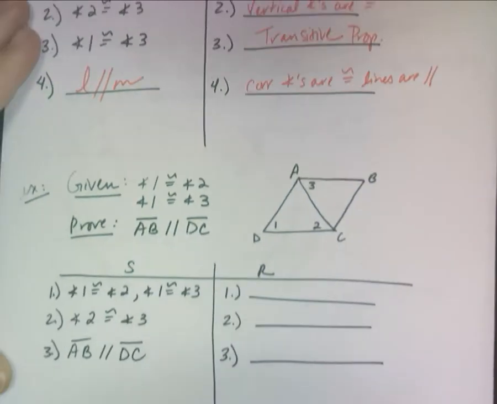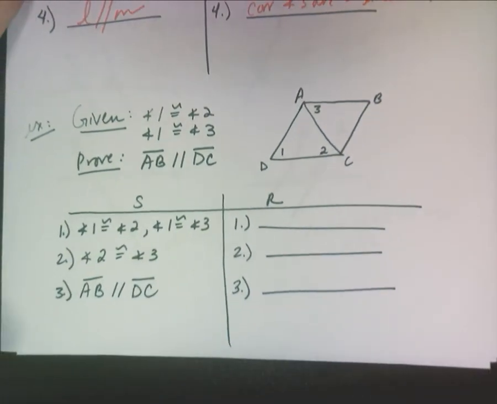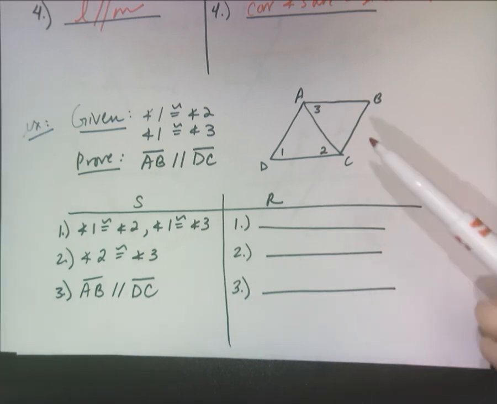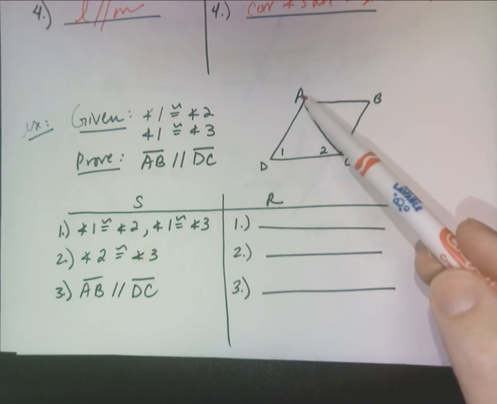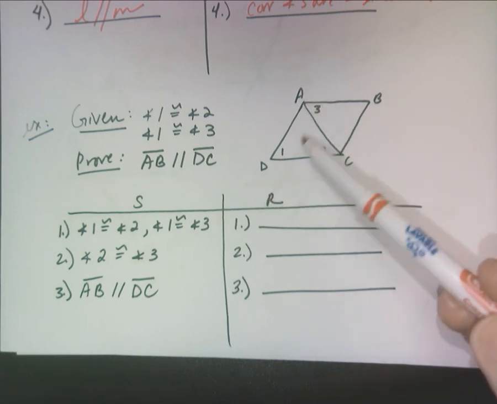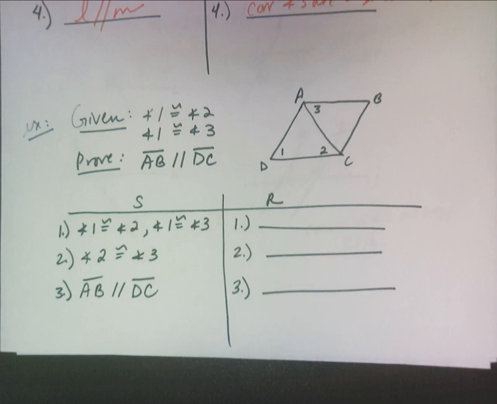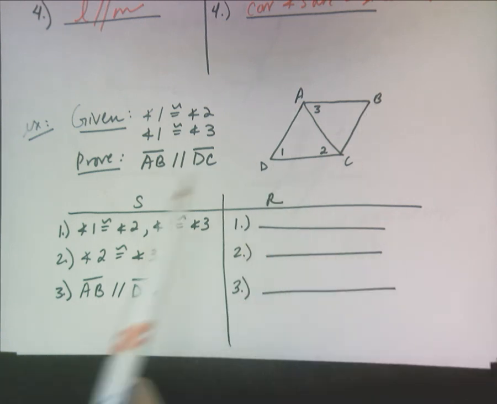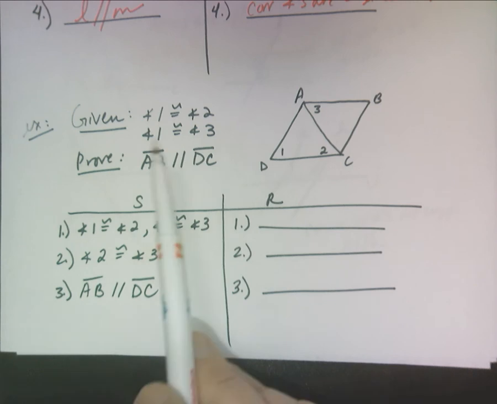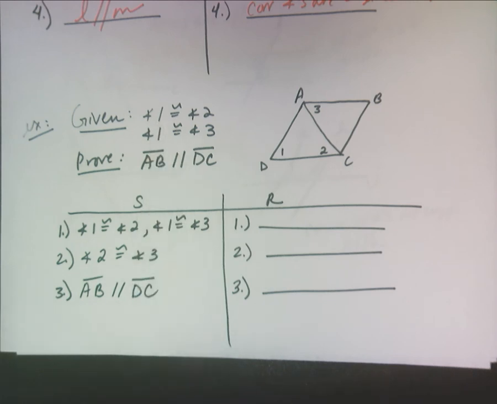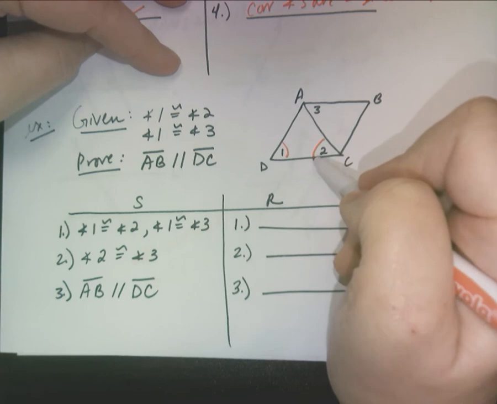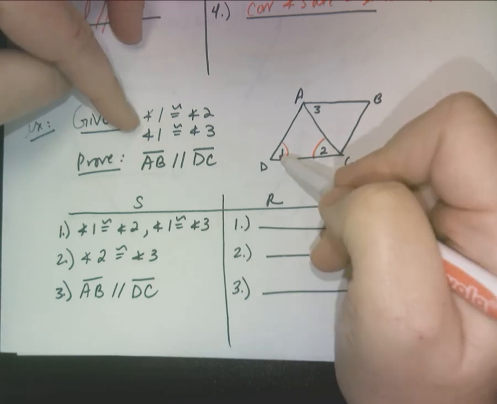One more quick little proof. Very, very, very similar. Just wanted to show it to you in a different way. Again, pause for a moment, copy this down, and we'll go through it. Here is a parallelogram ABCD. And they've labeled some angles inside for us. We are to prove that line AB is parallel to DC. And look at that. They so helped us out here. 1 is congruent to 2, and 1 is congruent to 3.